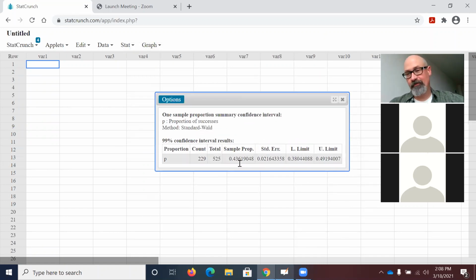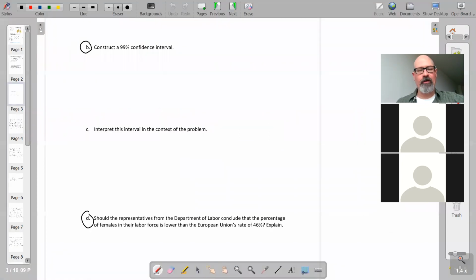So I get a sample proportion of about 43%, which is lower than 46%. So maybe the answer to D is that the Department of Labor should think that we're lower. But my answer to that last question was that maybe it shouldn't, because if you look at the lower and upper confidence limits, the lower limit is 0.38 and the upper limit is 0.49. So, to write this down, what I'd say is that the 99% confidence interval ought to look a bit like that. I'm not sure how the groups felt about part D, but since 0.46 is within that interval, the interval can be even greater than 0.46.